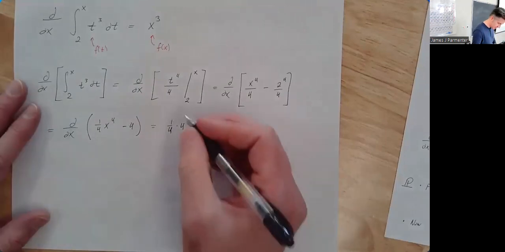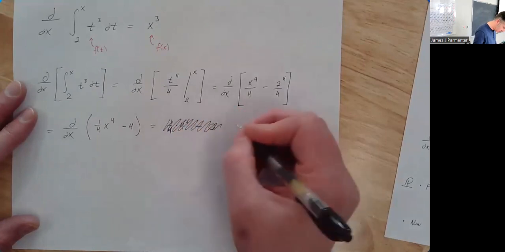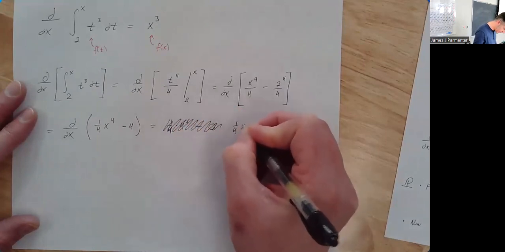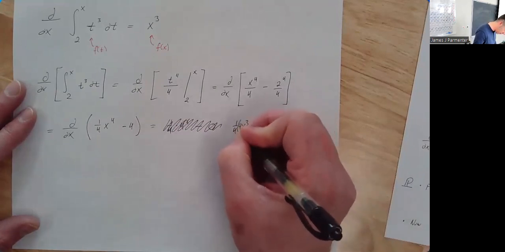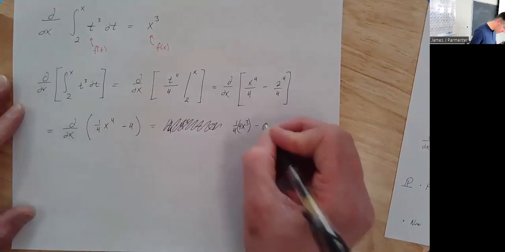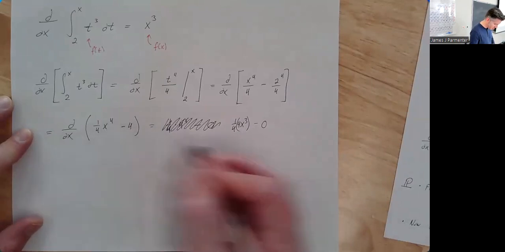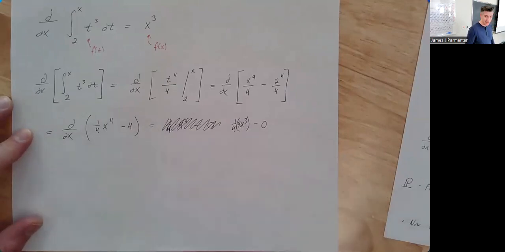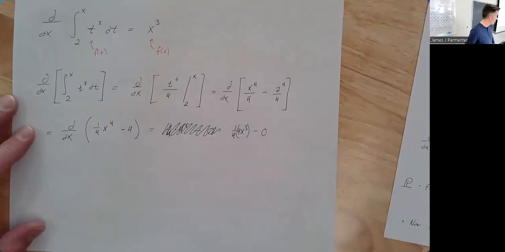Oh gosh, I said x to the 4th and I wrote 4 to the x. Holy smokes, that's terrible. 1/4 x to the, oh my gosh, times 4x cubed. Sorry, oh, brain, good job. Really blew it right at the penultimate moment there. There, that's what we meant to have: 1/4 times the derivative of x to the fourth, which is 4x cubed, not x to the fourth or 4 to the x, minus the derivative of 4, which is 0.